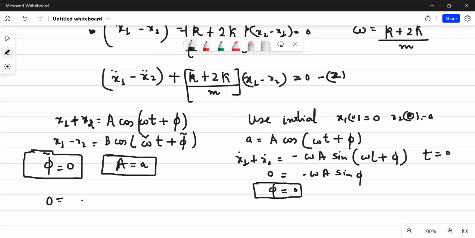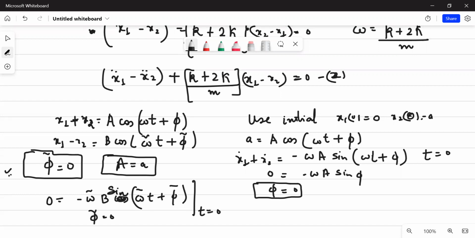So 0 is equal to minus omega tilde B sine(omega tilde t plus phi tilde) at t equal to 0, sorry, this will be sine. So this will give you phi tilde equal to 0. This you've got. And the second thing is, at t equal to 0, in this particular equation, 0 minus a, because at t equal to 0 your x1 was 0 and your x2 was a, this will be B cos 0, because phi tilde is already 0 and cos 0 is 1.